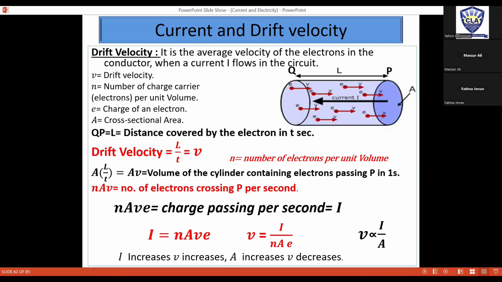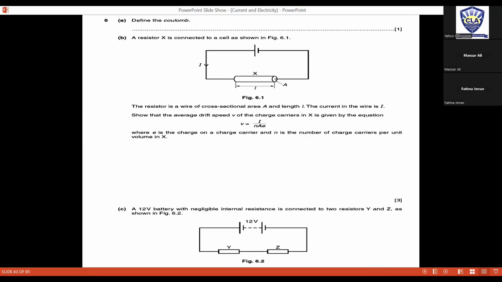Okay, let's see some questions relating to drift velocity. First of all, they ask us what is coulomb. Q is equal to IT. This is our formula, and we will explain it. The charge passing from a point is 1 coulomb if the current is 1 ampere and time is 1 second. First write the formula and then explain it.